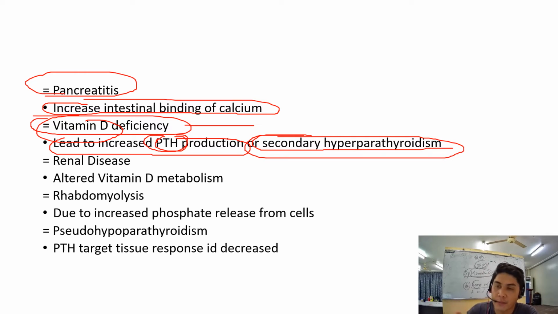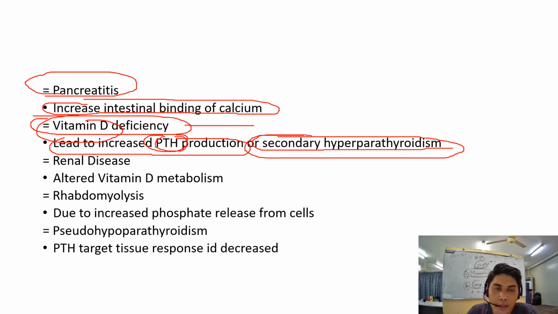So there's no problem with the parathyroid gland. The problem is in the levels of vitamin D. There's a problem with vitamin D concentration. So the response of your body is to increase the production of PTH to compensate for the decrease in calcium concentration.